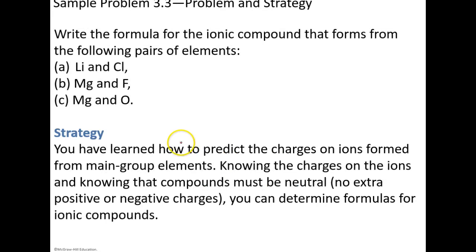So here are some problems. Write the formula for the ionic compound that forms from the following pairs. Now here's something important to note: your cation is always written before your anion. For example, lithium is the metal, magnesium is the metal, compared to chlorine, fluorine, and oxygen. Lithium has a +1 and chlorine has a -1. So it's a 1-to-1 ratio, LiCl. That would be your formula.